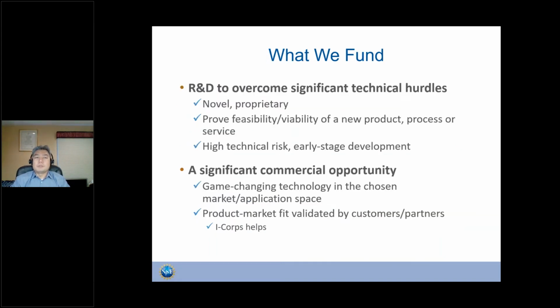So what do we fund? We fund novel, innovative, proprietary technologies. And these are mainly for feasibility and viability of the new product. So if a company is coming in and planning to diagnose something, if the project gives them the ability to maybe take some beautiful pictures or gather clinical samples and process them better.